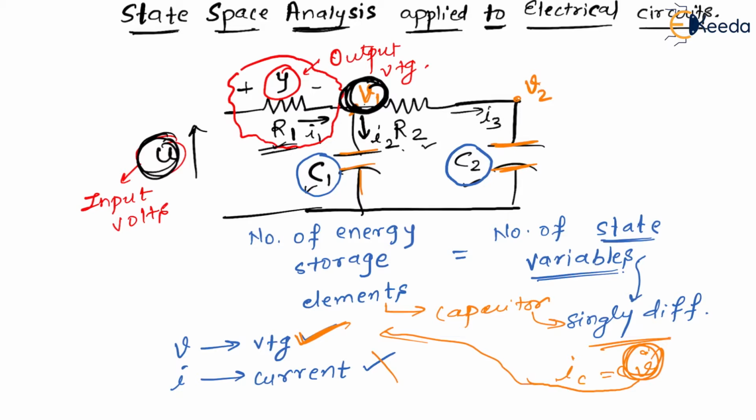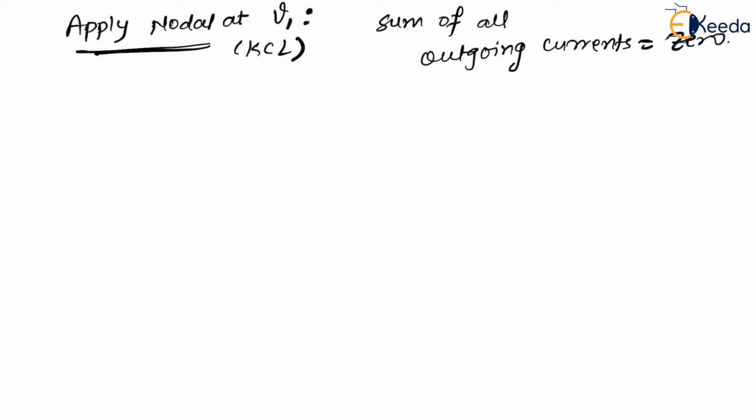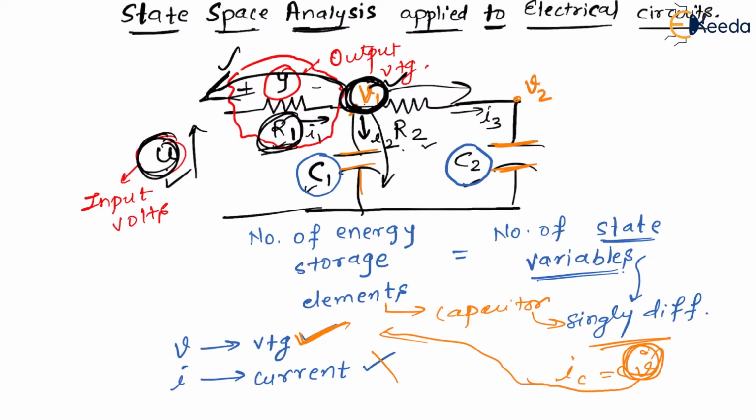So let me consider the outgoing currents from here, here and here. If I think of this current, how much is this current? That is going to be V1 minus U divided by R1. Am I right? Yes. Now plus, because it is the sum of all the outgoing currents, so plus sign is taken.